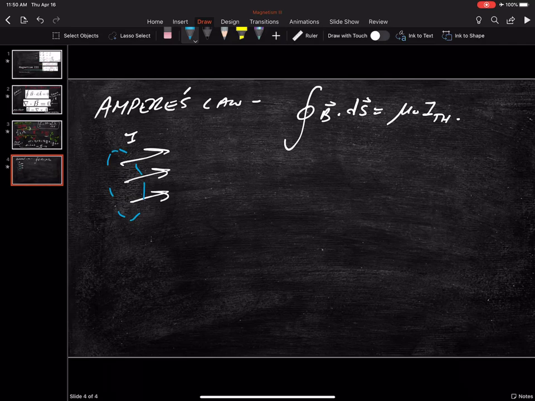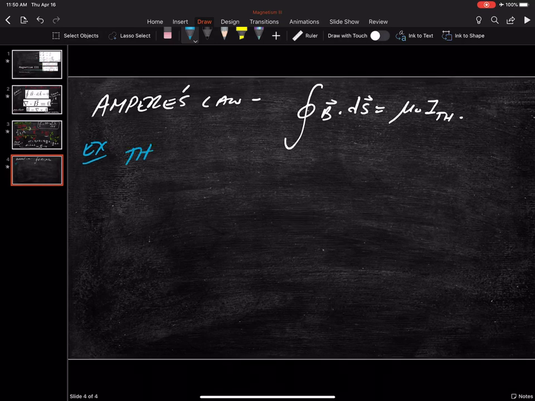All right, so let me do another example of this. Okay, let's suppose that we have a thick wire with current density, let's say J of R.